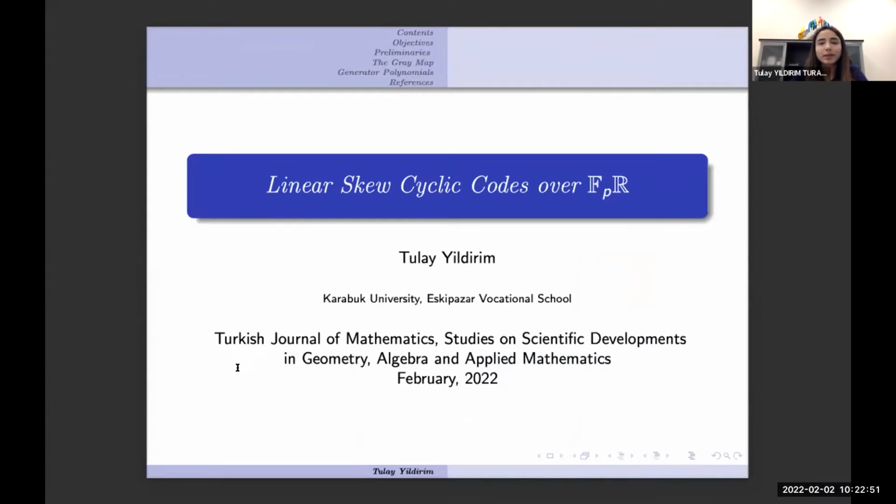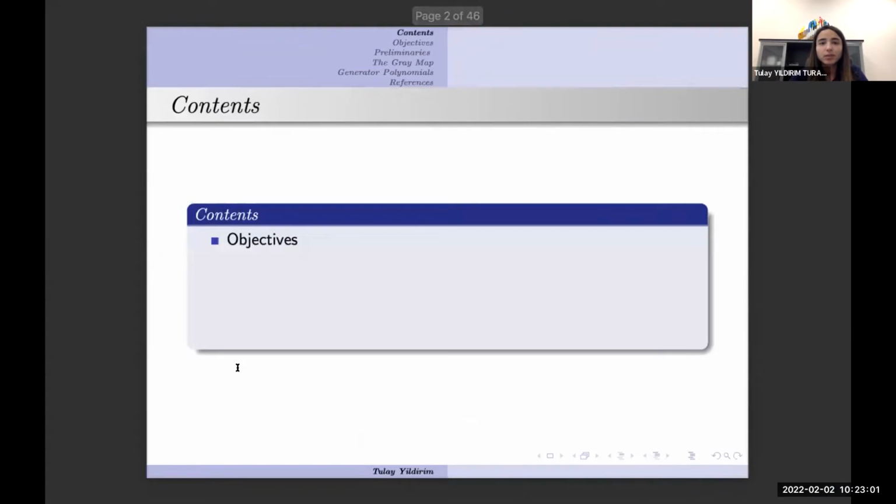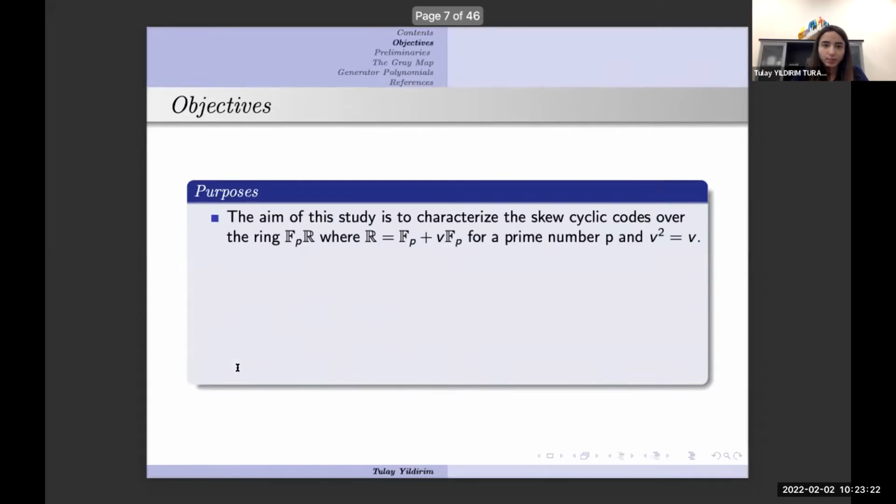Today I'm going to talk about my subject. My main subject is about codes. The special subject is linear skew codes over the FpR ring. First of all, let me introduce my contents. Our contents include our objectives, preliminaries, the Gray map of the code, and one of our main subjects, which is finding the generator polynomial of our skew cyclic codes, and it will end with our references.